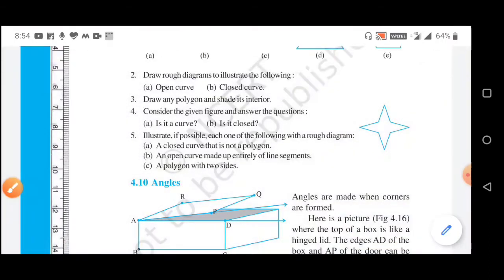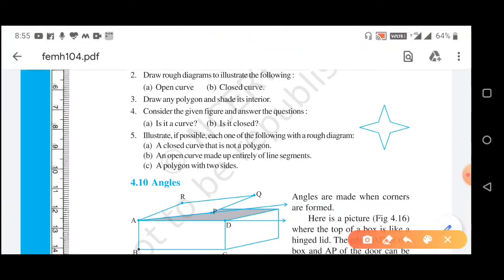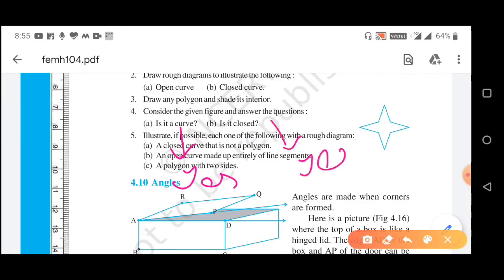Question number 4, consider the given figure and answer the question. So is it a curve? Is it closed? So yes, it is a curve, and yes, it is closed.